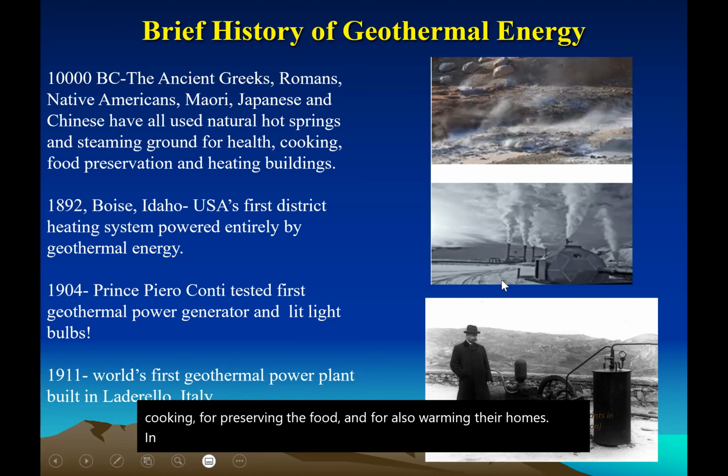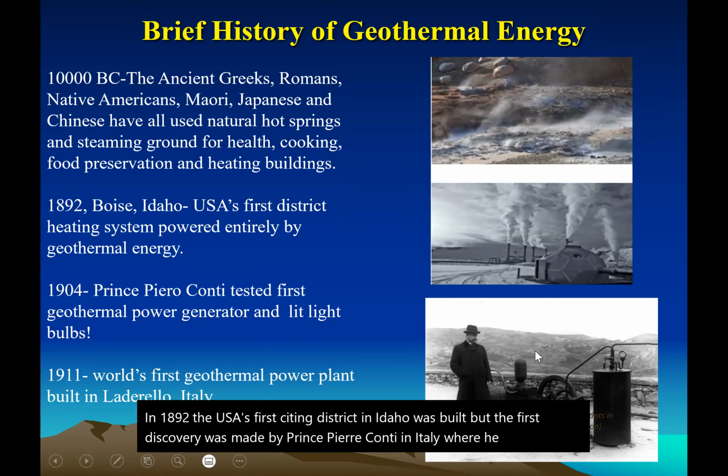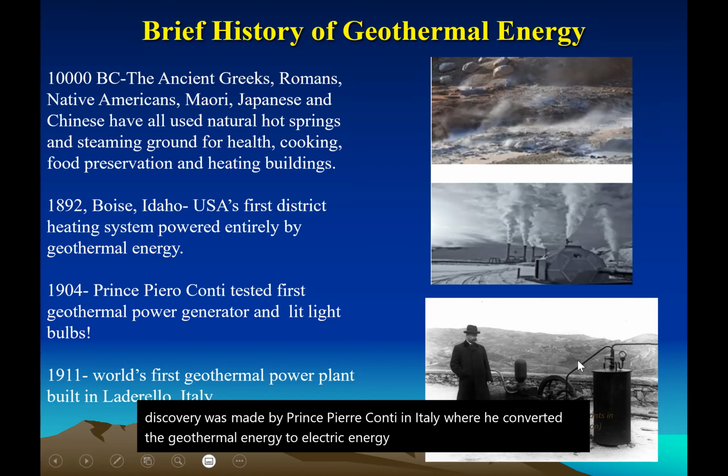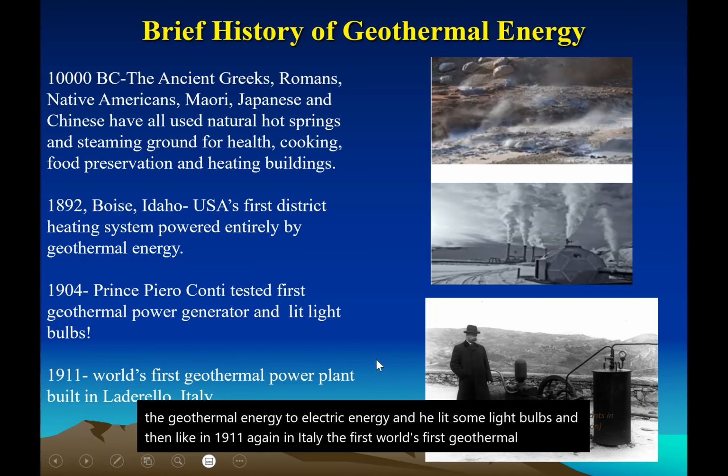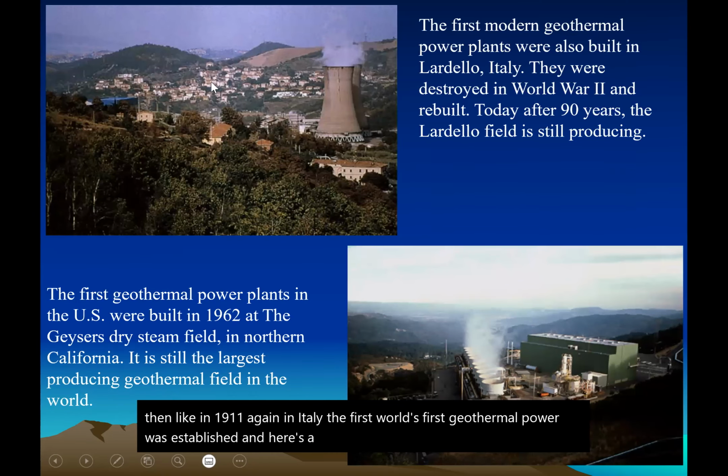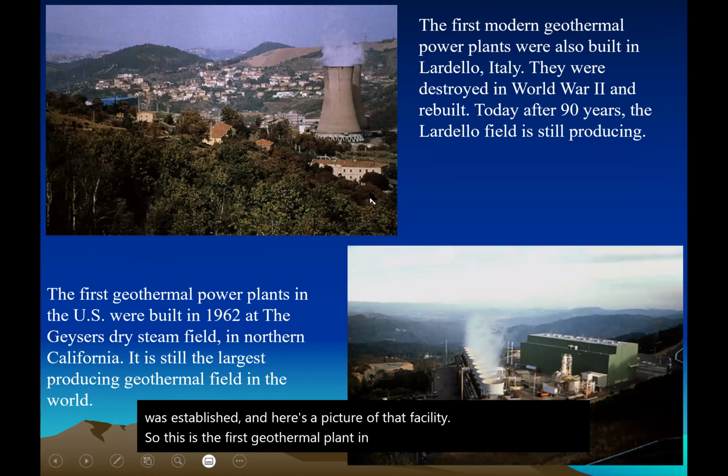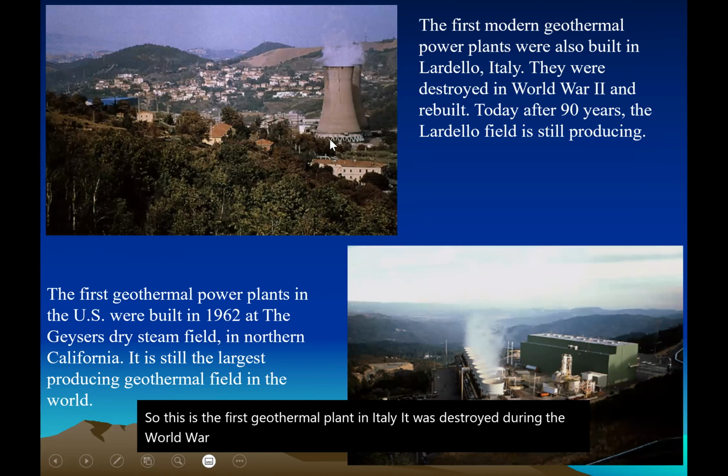In 1892, the USA's first heating district in Idaho was built. But the first discovery was made by Prince Piero Conti in Italy, where he converted the geothermal energy to electric energy and lit some light bulbs. And then in 1911, again in Italy, the world's first geothermal power plant was established. And here's a picture of that facility. This is the first geothermal plant in Italy. It was destroyed during the World War, but it was rebuilt and it's still working now.